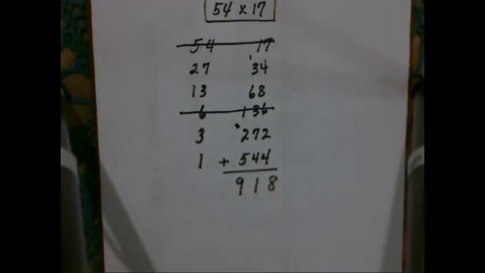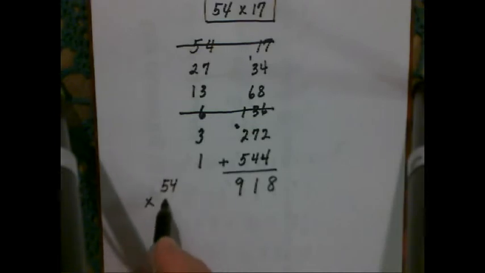What's the significance of 918? Let's go back to the original problem. 54 times 17, and we'll just use the multiplication algorithm that you learned in grade school. 7 times 4 is 28. We're going to carry a 2. 7 times 5 is 35, but carried a 2, so that's a 37. 1 times 4 is 4, and 1 times 5 is 5.